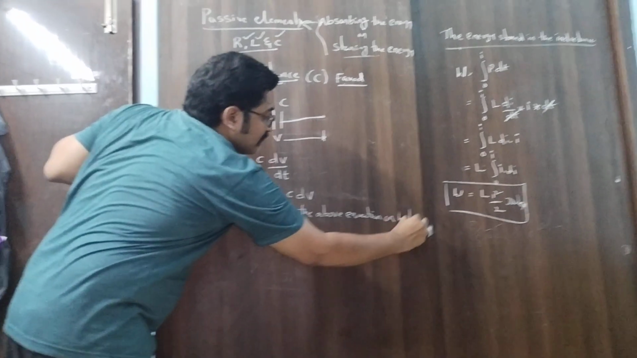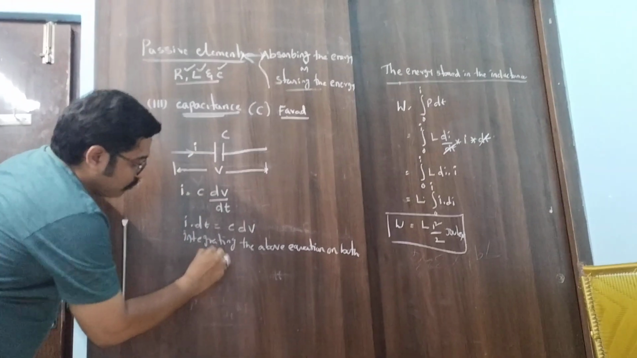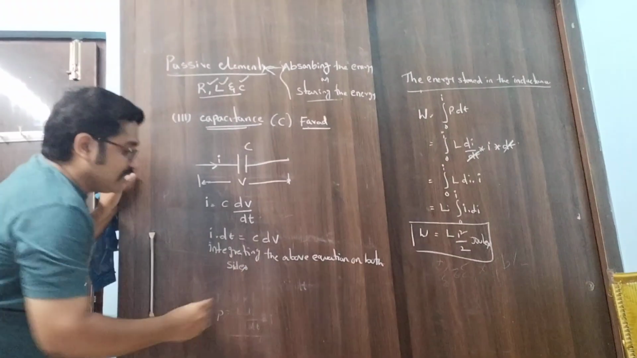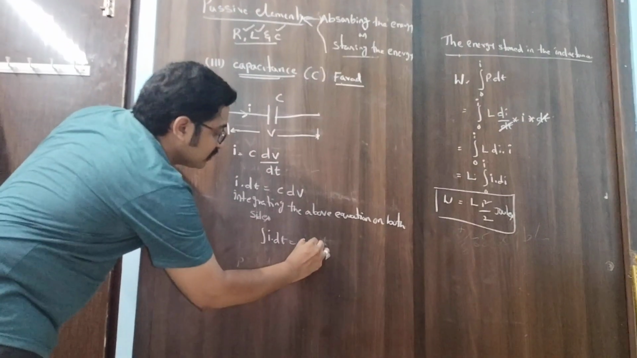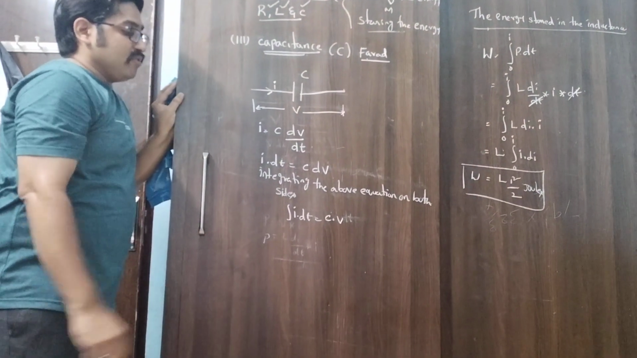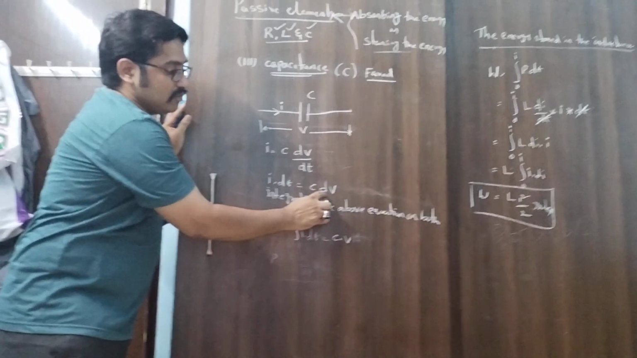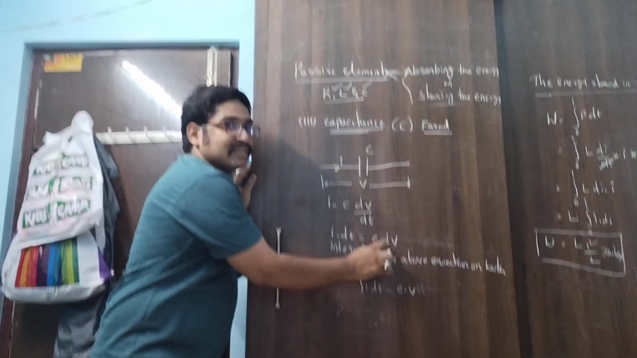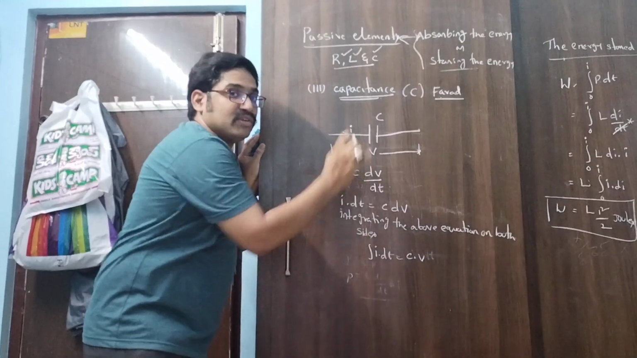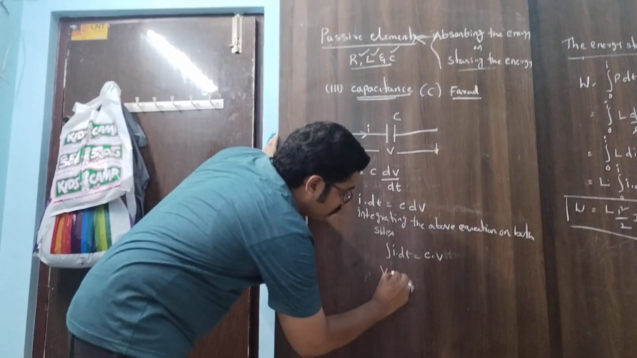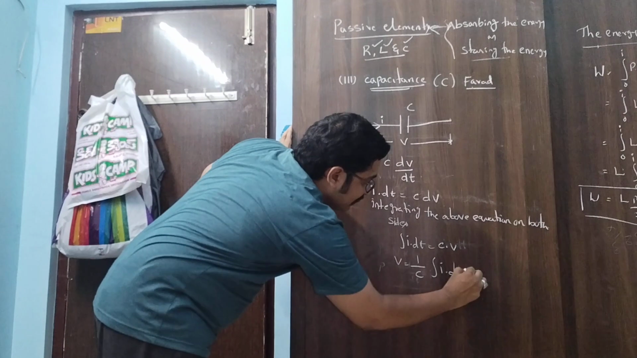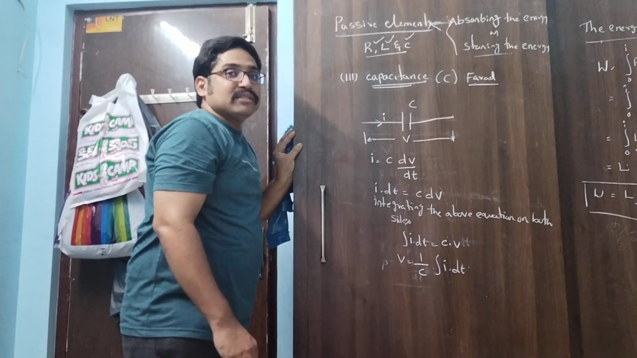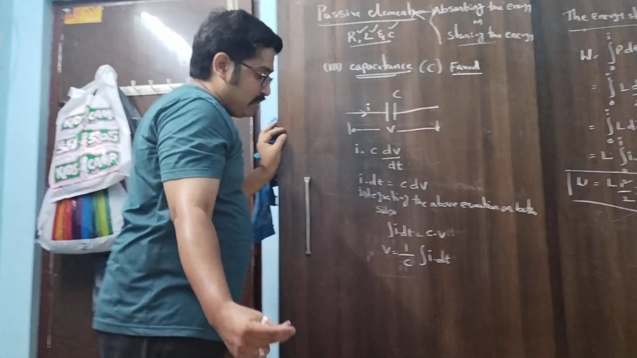the integral of I into dt is equal to C into V, because differentiation and integration cancel. So you get V. What is V? V is equal to 1 by C times the integral of I into dt.